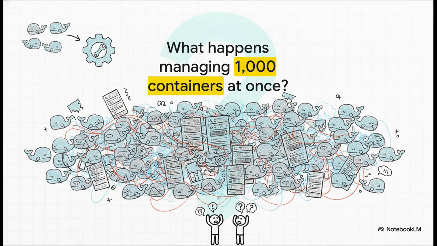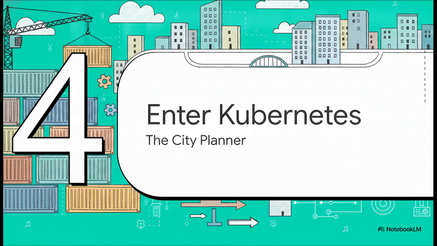Now, Docker is absolutely amazing for running, say, a few dozen containers. But this brings us to a massive scaling wall. Doing all of this manually for 1,000 containers? Yeah, that's practically impossible. Imagine trying to manually restart 500 containers if a server crashes, or hand configuring the network routing for all of them. No way. To solve this, we move to section 4. Enter Kubernetes orchestration, the city planner.